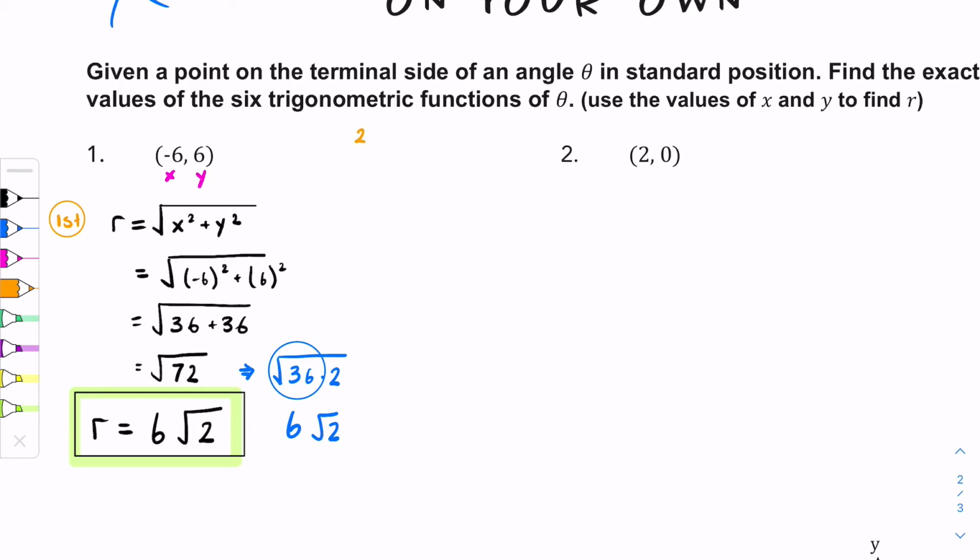Once we find that value, the second step is to find your 6 trig values. To find the 6 trig values, you use the fact that x is negative 6, y is positive 6, and r is what we just found as 6 times the square root of 2.